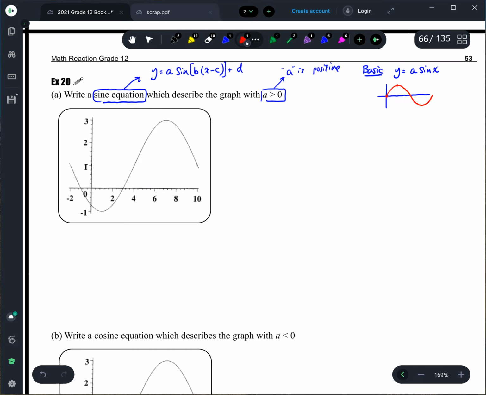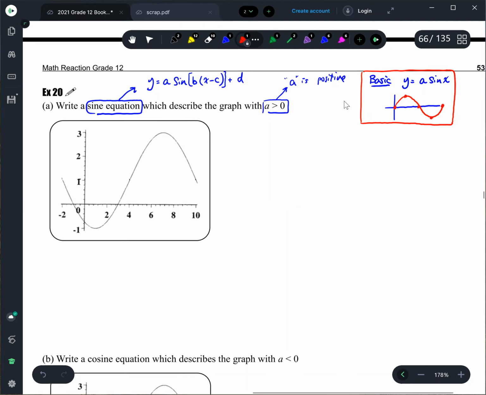Because they want the graph to be positive, there's no flipping of our basic. If they want something with a negative a, they need to flip, to make your basic different. Okay, Philip, are you done writing?